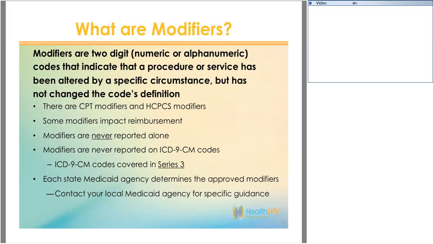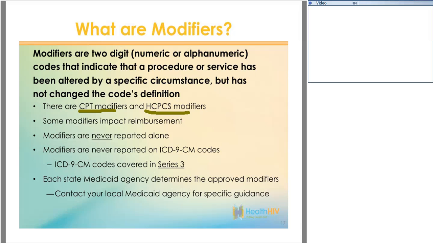So let's talk about modifiers. Modifiers are two-digit numeric or alphanumeric qualifiers, even though it says codes here. They're qualifiers that are appended to codes to indicate that a procedure or service has been changed, but the definition of that code in question does not change. It doesn't alter that procedure. There are two types of modifiers: CPT modifiers and HCPCS modifiers. During this presentation, we will look at a CPT modifier, and we will also look at a HCPCS modifier.